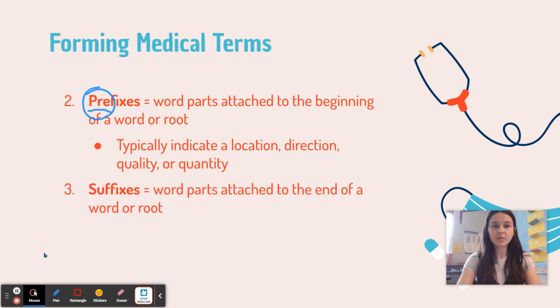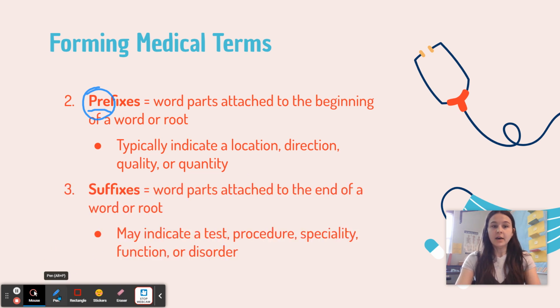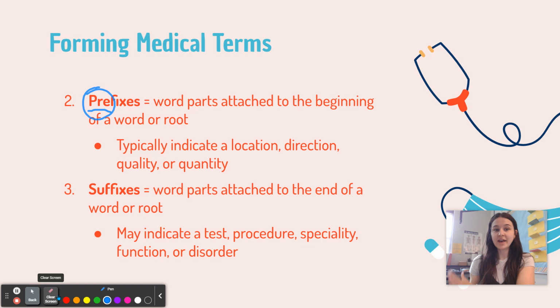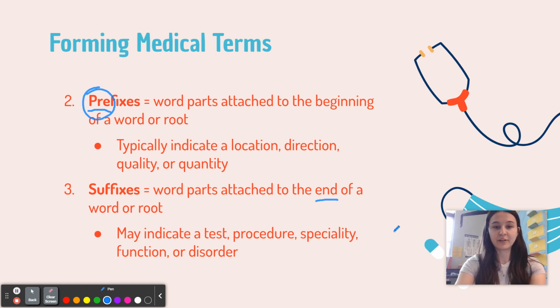Okay. The suffix, again, is attached to the end of a word or a word root. These can help us indicate if a test is happening, a procedure, a specialty, like something that somebody studies, a function, or maybe a disorder. So, for example, if we put the suffix pathy at the end of a word, that tells us that it's a disease or a disorder.